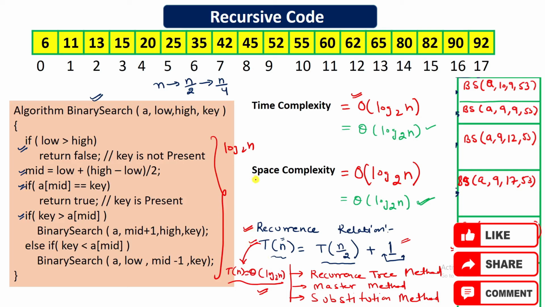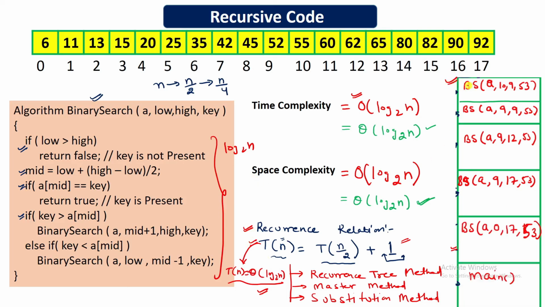For space complexity, you can just use the method of seeing the number of recursion calls on the stack. You can watch my playlist in which I have shown how you can solve this recurrence relation and find this answer. I provided the link of the recursive code of binary search in the video description below, so you can check out the link there.